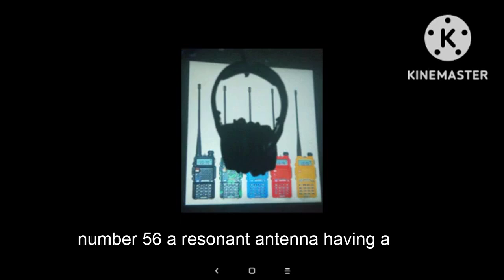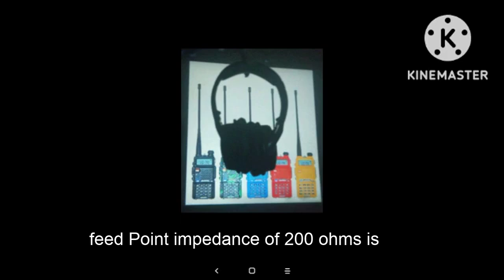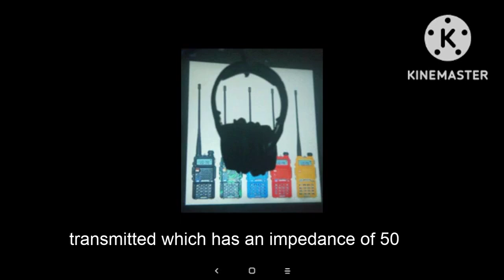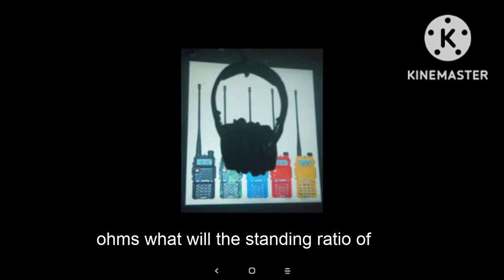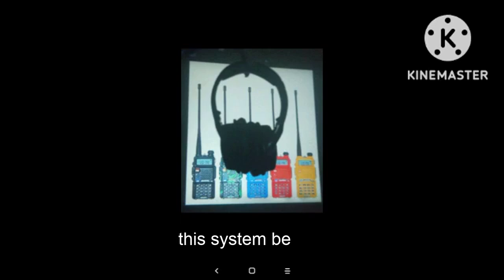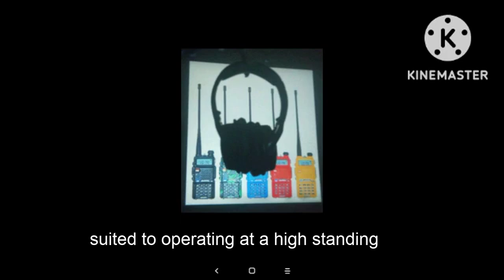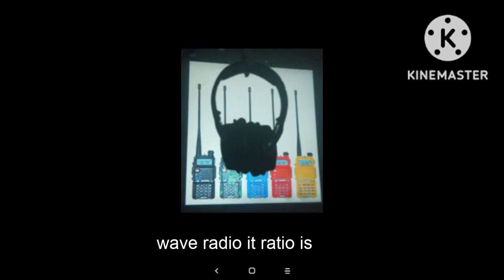Number 56. A resonant antenna having a feed point impedance of 200 ohms is connected to a transmission line which has an impedance of 50 ohms. What will the standing wave ratio of this system be? 4:1. The type of transmission line best suited to operating at a high standing wave ratio is 600 ohm open wire.